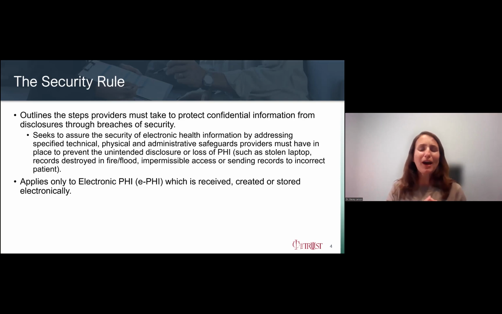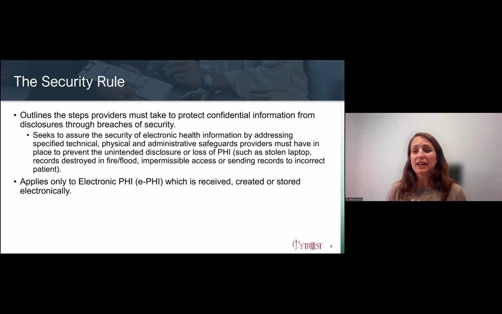There we go. The security rule outlines the steps providers must take to protect confidential information from disclosures through breaches of security. It does this by addressing specified technical, physical, and administrative safeguards, which we're going to go through today, that you should have in place to prevent unintended disclosure or loss of protected health information. A major goal of the security rule is to protect the privacy of individuals' health information while allowing providers, covered entities, to adopt new technologies to improve the quality and efficiency of patient care.